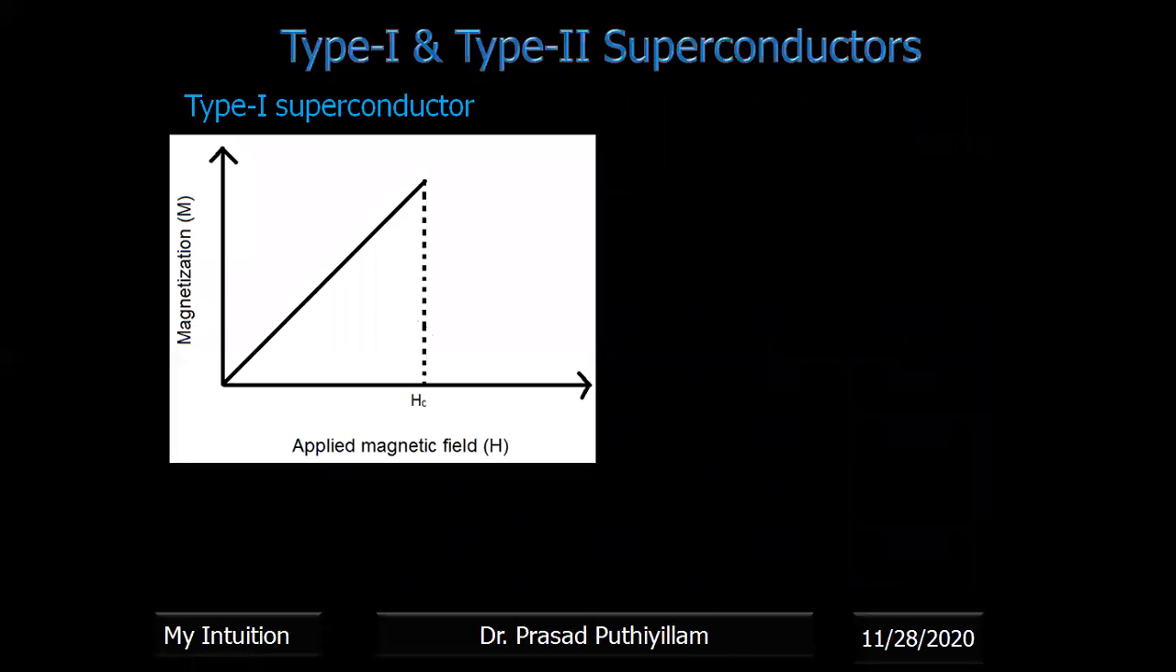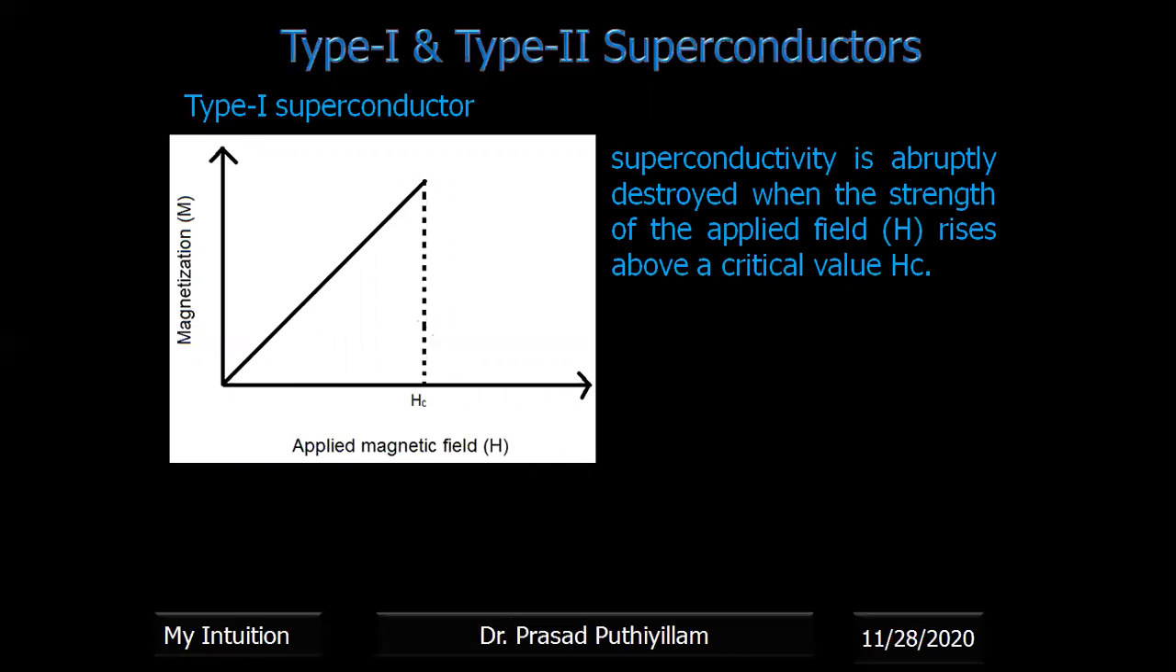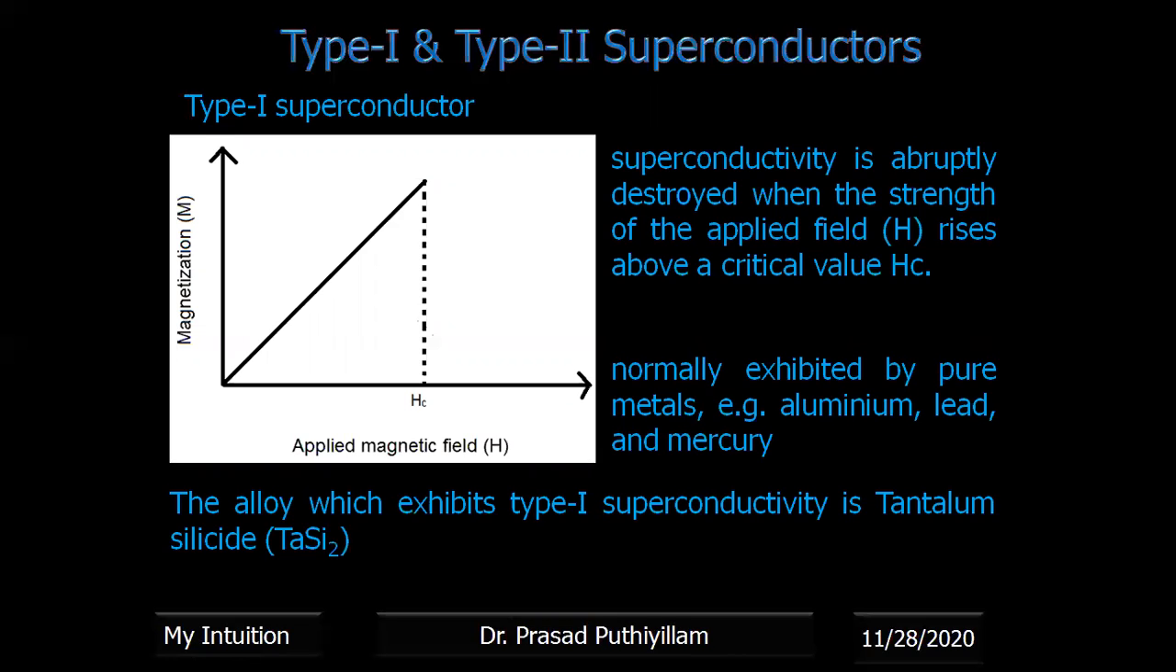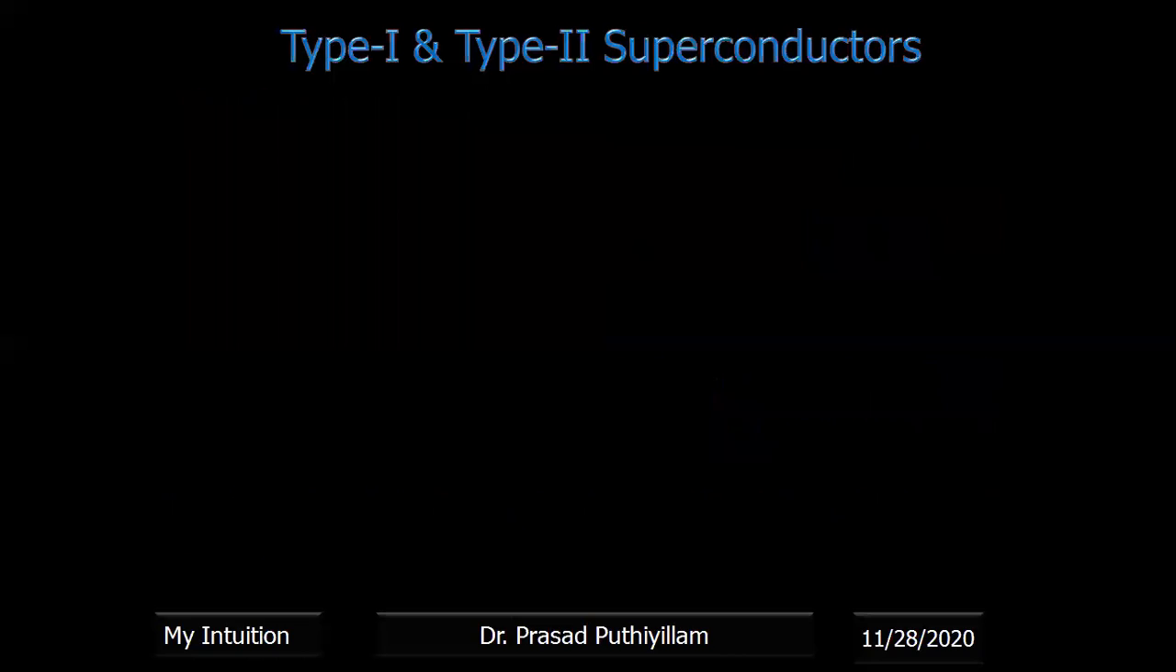Type 1 superconductors, if we discuss in detail and plot a graph of magnetization versus applied magnetic field: superconductivity is abruptly destroyed when the strength of the applied magnetic field rises above a critical value. This is normally exhibited by pure metals like aluminum, lead and mercury. The alloy which exhibits type 1 superconductivity is tantalum silicide, TaSi2. Not many alloys exhibit type 1 superconductivity.